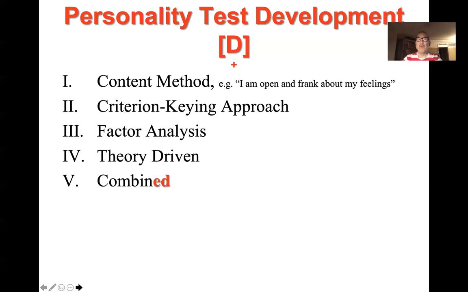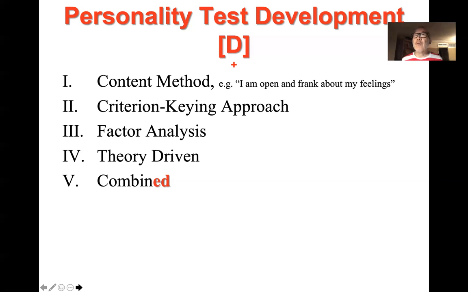You can also develop items that are theory driven. So you might have a theory. Well, this is how the Myers-Briggs was developed. Not a good test, but good for this example to lay out how a test can be constructed. The data isn't so great to support it, but the way it was constructed illustrates the theory-driven approach pretty nicely, in that it was based really on Jung's theory of personality.